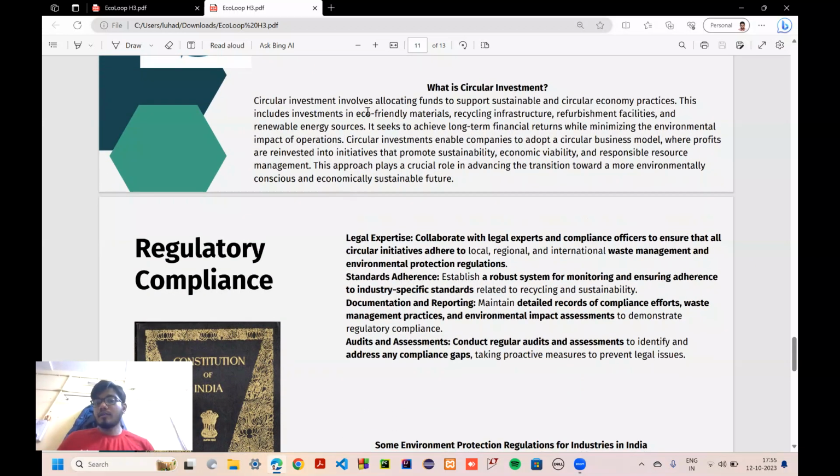Circular investment involves allocating funds to support sustainable and circular economic practices. This includes investments in eco-friendly materials, recycling infrastructure, refurbishment facilities, and renewable energy resources. It seeks to achieve long-term financial returns while minimizing the environmental impact of operations. Circular investment, in fact, enables companies to adopt a circular business model where profits are reinvested into initiatives that promote sustainability, economic viability, and resource management.